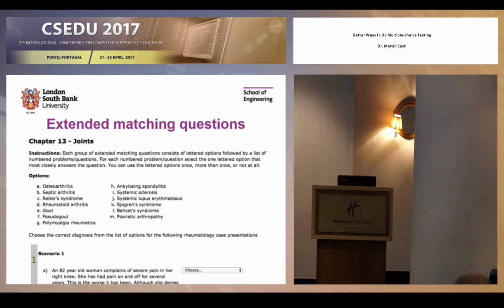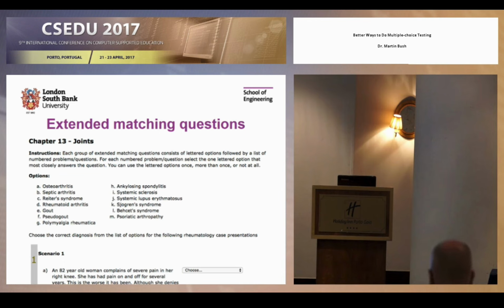An extended matching question is basically a multiple choice question, and here you've got, in this case, 13 different answers. This is from a medical test, which I just found online when I was looking up the subject. So there are 13 different medical conditions. The idea is the test taker would read through this list of 13 and try to get that list in their heads, and then there are a series of questions. Each question has some kind of scenario: an 82-year-old woman complains of severe pain, and so on. Which of these 13 conditions do you think fits as a diagnosis for this scenario?